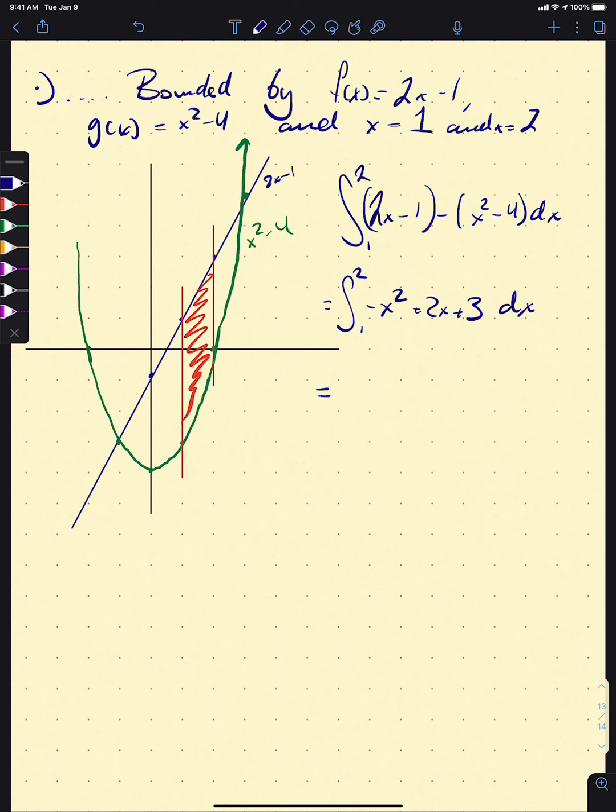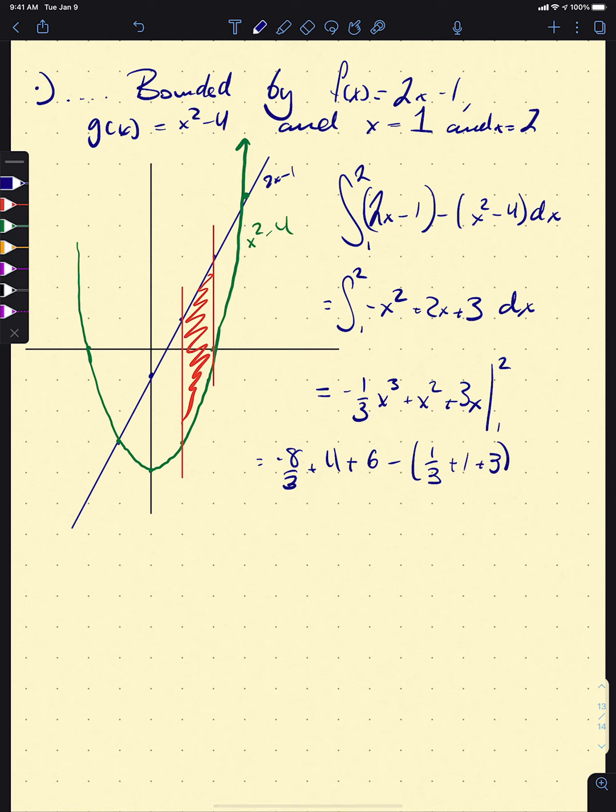Taking antiderivatives, this looks like to me it's going to be minus 1/3 x cubed plus x squared plus 3x. We're evaluating from 1 to 2. When we evaluate at 2, looks like we're going to get minus 8/3 plus 4 plus 6. Then, of course, we need to subtract 1/3 plus 1 plus 3. And counting all this up, we're going to have 11/3 at the end of the day.